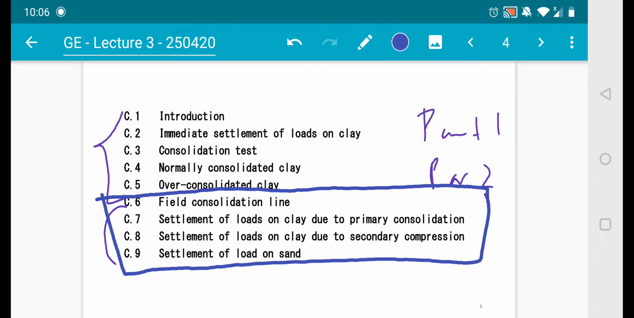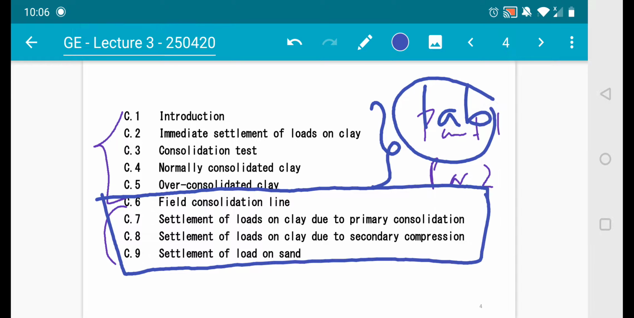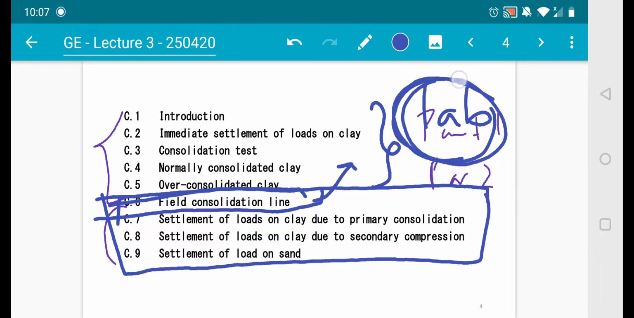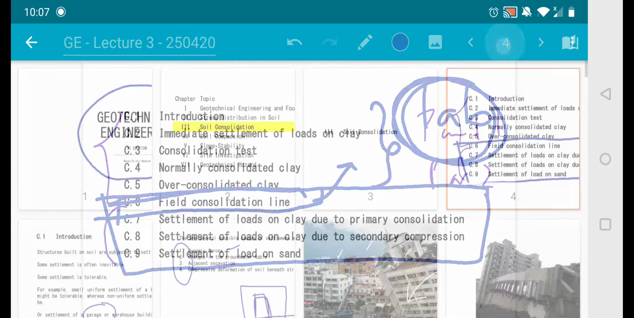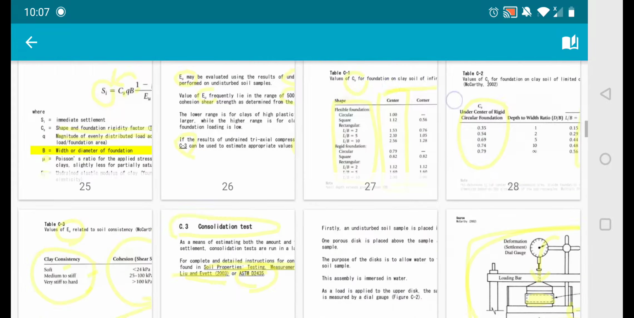Now, if you remember part 1, we were discussing laboratory settings, meaning the results and assumptions are made in laboratory settings. Now we're going to move on to how it relates to the field. That's why we're going to look at C6 on the field consolidation line. We need to make a link between the lab and the site. So that's why we have C6 onwards. Okay, so let's just keep all of this and go to C6.